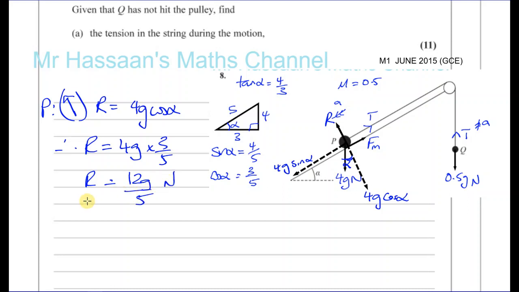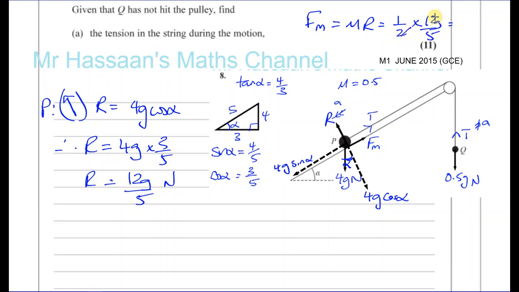Okay. And we also know that the maximum value of friction, I'll just write that over here, is given by mu times R. So mu is 0.5, so that's a half times 12g over 5.